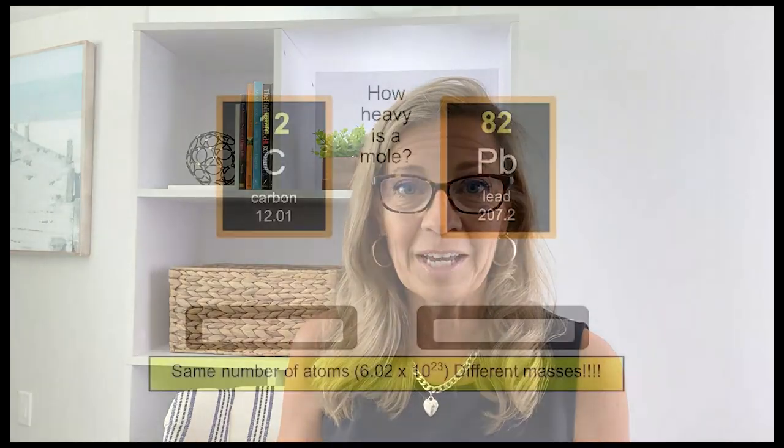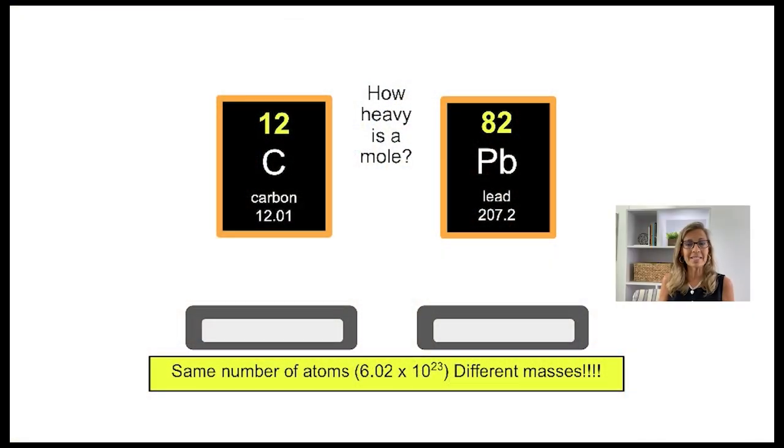We've learned about Avogadro's number and how we count out particles, but I can't count out molecules of water. But I can use a balance and weigh things out in grams. And so that's what we're going to learn today. So here's my question. How heavy is a mole? The answer is it depends. It depends on what we're talking about.